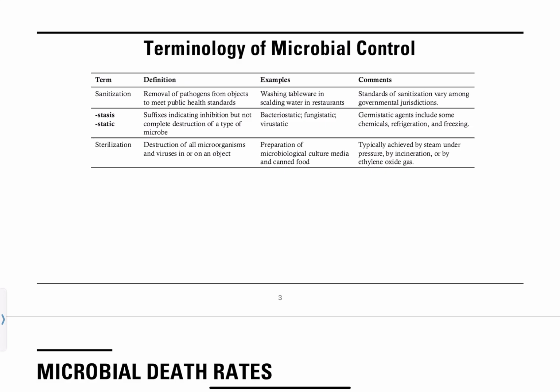So we have stasis and static. These indicate inhibition of microbial growth, but not complete destruction. We have things like refrigeration, freezing, or even some chemicals. These can slow or halt the growth, but they don't actually kill the microbe. One example is bacteriostatic agents that inhibit bacterial growth. This is going to allow food or biological materials to be preserved until further processing. If the conditions for the bacteria improve, then the microbes can also resume their growth. And then finally, we have sterilization.